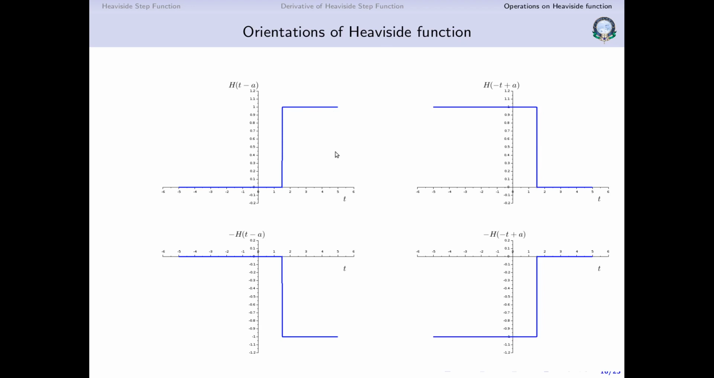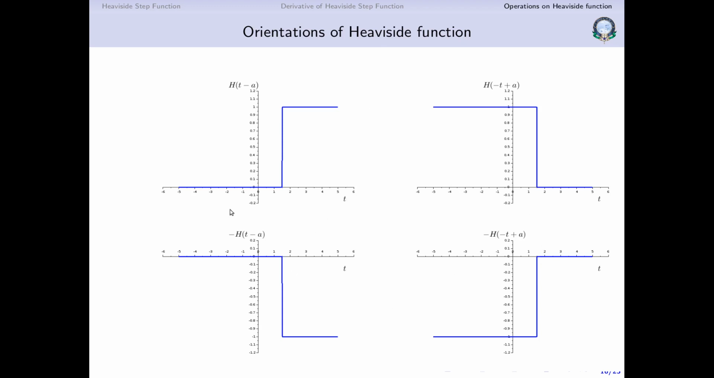So the minus sign outside: essentially, we already have a minus sign inside in this case. Now all I need to do is put a minus sign outside, and that will give me this function. Wherever it is positive, the positive parts will become negative, and the 0 parts will remain the same. You can see this part remains the same, and this positive part, which was plus 1 here, becomes minus 1 here. So this is one more orientation. So, 4 different orientations of the Heaviside function.